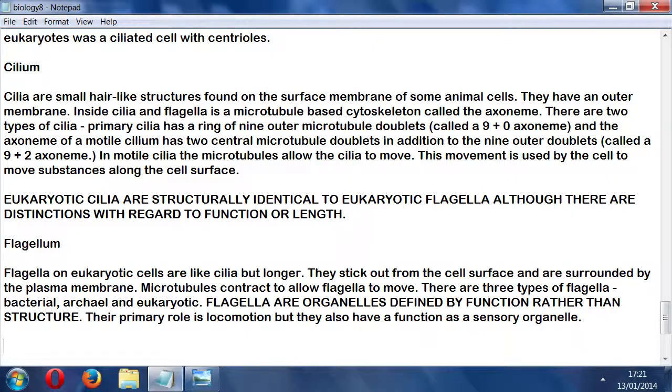Primary cilia has a ring of 9 outer microtubule doublets called a 9+0 axoneme, and the axoneme of a motile cilium has 2 central microtubule doublets in addition to the 9 outer doublets called a 9+2 axoneme. So in motile cilia, the microtubules allow the cilia to move. This movement is used by the cell to move substances along the cell surface. Eukaryotic cilia are structurally identical to eukaryotic flagella, although there are distinctions with regard to function or length.